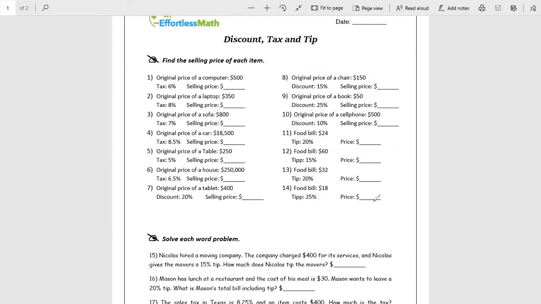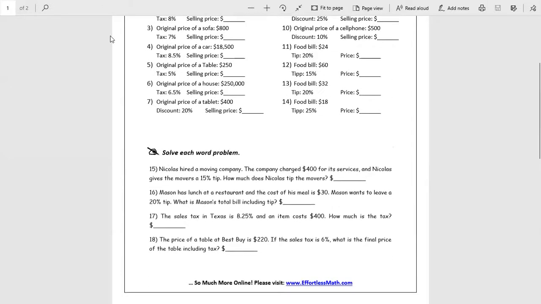Now let's go down to some problems here. Let's look at number 15 first. So the company charges $400 for its services. And there's going to be a 15% tip. And they're asking, how much is the tip? So unlike the previous problems, we don't want the full price, we just want the tip. So to get the amount of tip, we do 15% of 400.